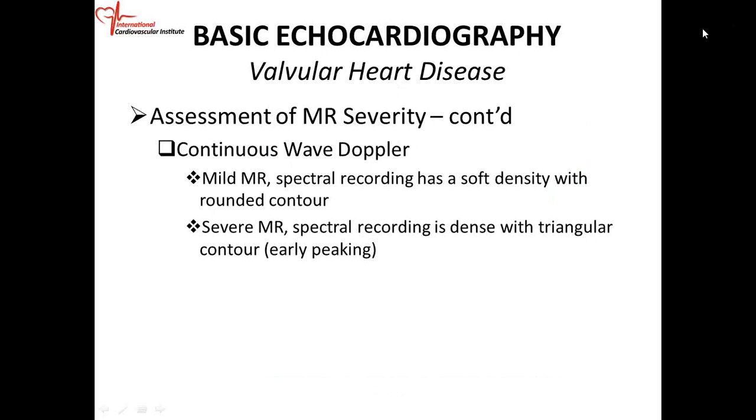All right, so that's using color flow. But you can also use continuous wave Doppler to evaluate the severity of mitral regurgitation. With mild mitral regurgitation, the spectral recording has a soft density with a rounded contour. It's not very dense, and you have to use this. It's much more accurate than the color flow to determine severity. So a very soft density, faint contour suggests mild mitral regurgitation, whereas with severe mitral regurgitation, you have a very dense triangular contour.